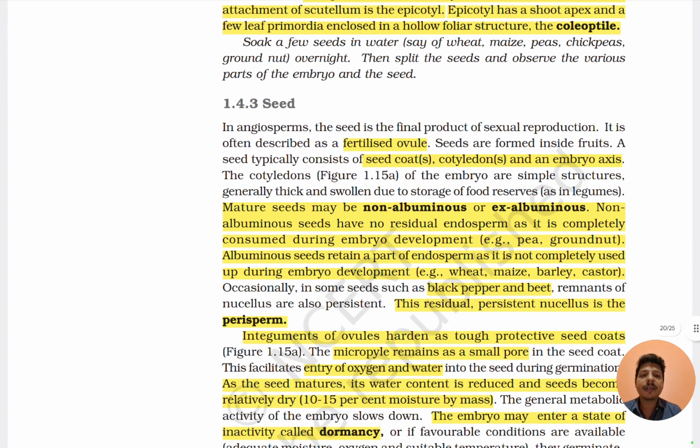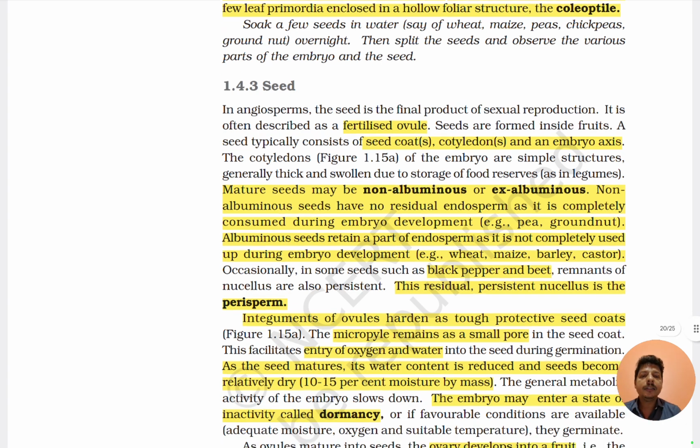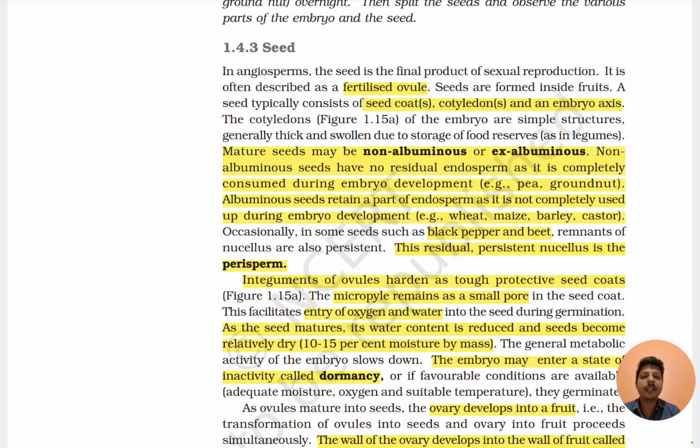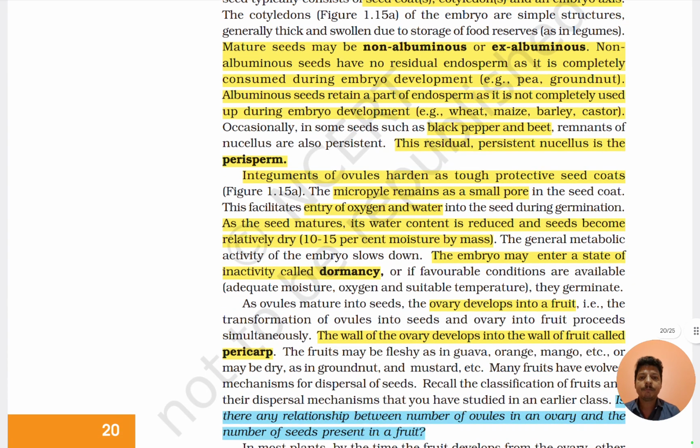Coming to seed, seed is the fertilized ovule, in a single word. It is called a fertilized ovule, which has seed coat, cotyledons and embryonal axis. And mature seeds are non-albuminous or albuminous. And here you can see the points are given, examples. Perisperm is also given: black pepper and beetroot. The remnant of nucellus that is also persistent is called perisperm.